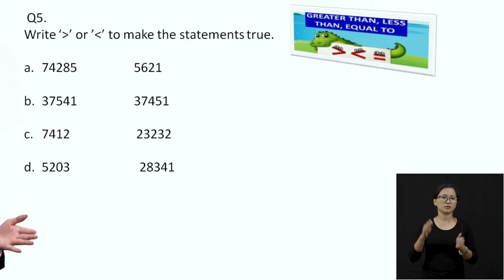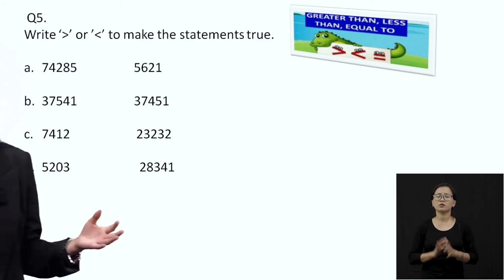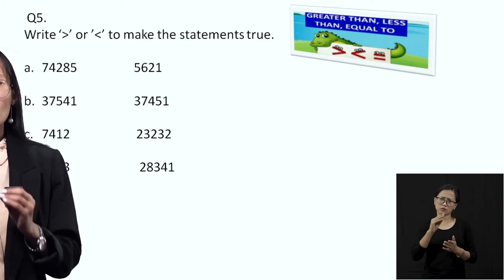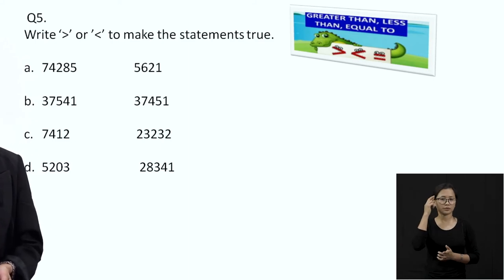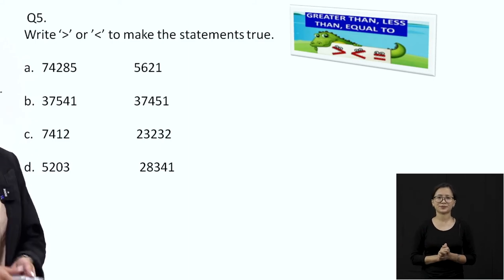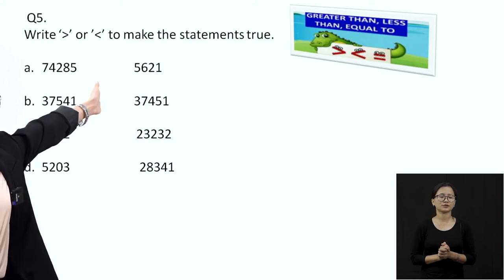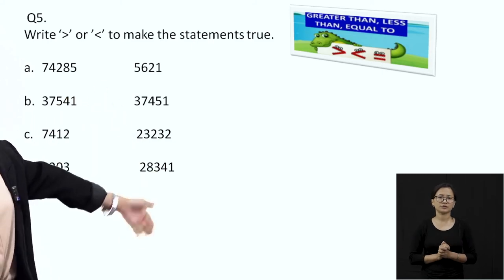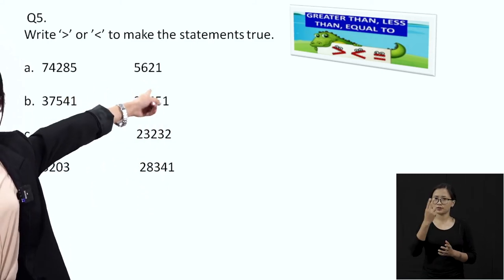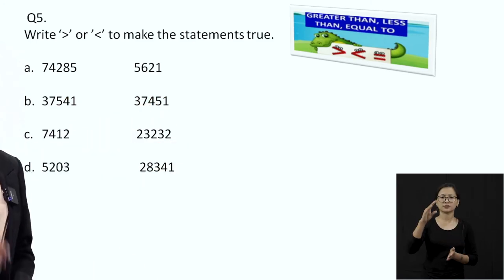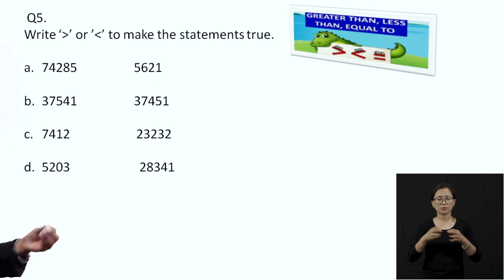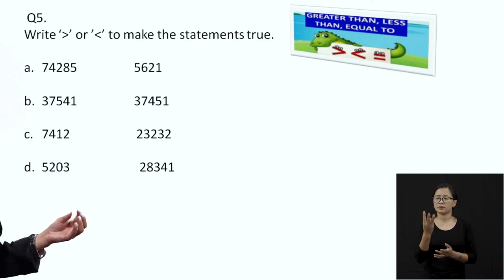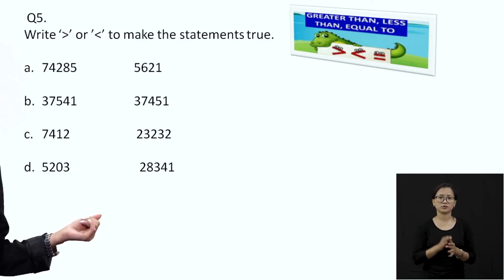Now we will write greater than or less than sign to make the statement true. So here the numbers are given. I hope you have already learned the greater than, less than, and equal to signs. Let me just remind you again that the first sign represents greater than. The second one represents less than. This open mouth is towards the bigger number. So you compare the numbers. You can also imagine it as a little thing of fishes.